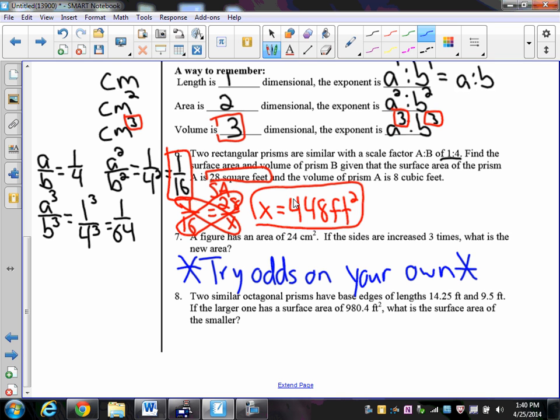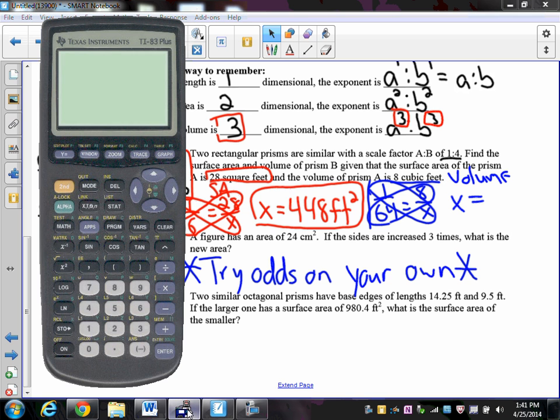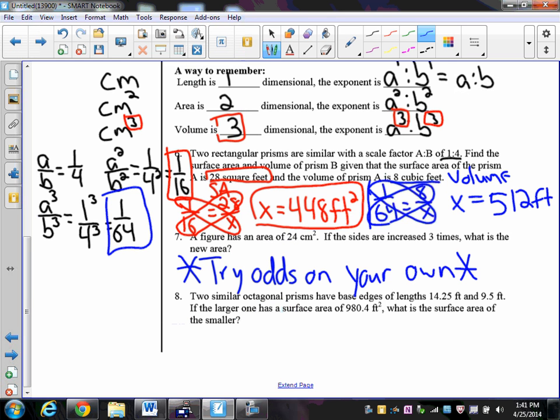So I'm going to do the volume in blue. I have to use this fraction. So it's going to be 1 over 64 is equal to 8 cubic feet over x. Remember, a is the smaller one. So whenever I cross multiply it, I get x is equal to 8 times 64, 512. And again, my units are going to be feet, this time cubed.